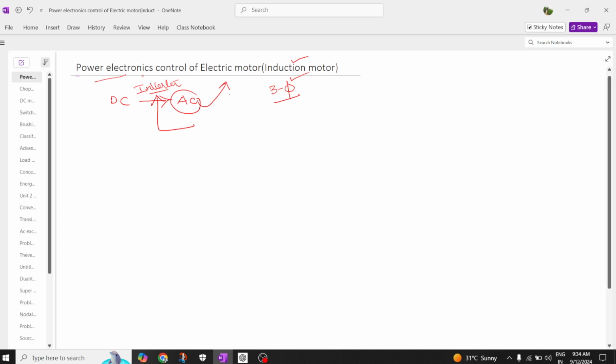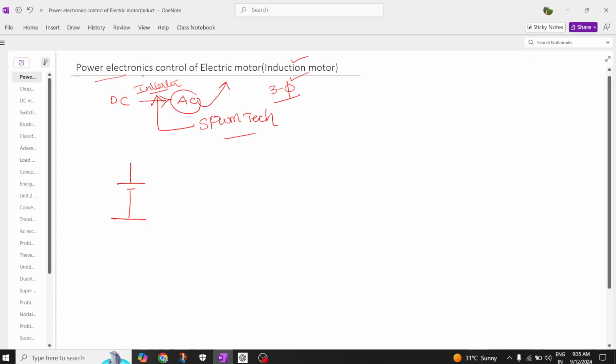Now let's try to see how this inverter action is taking place. And here, to have better control, I'm selecting the sinusoidal pulse width modulation technique. How this technique is employed and how it is going to control the speed of an induction motor, I'm going to discuss right now. Let's try to see the circuit diagram. So I'm taking the circuit diagram.